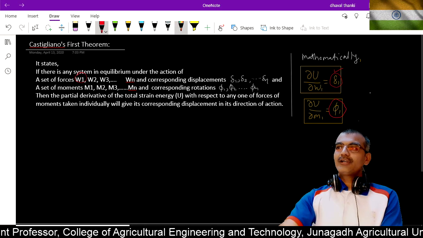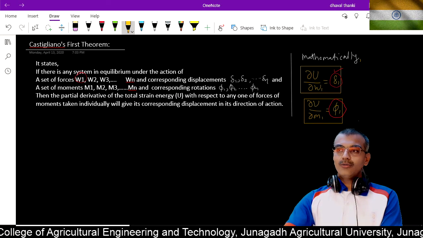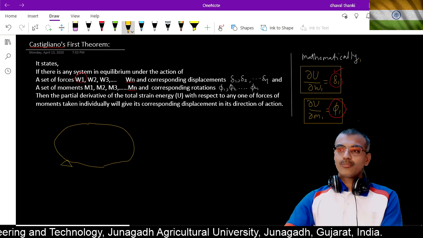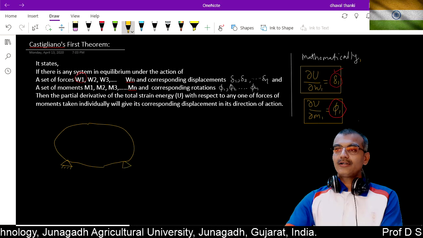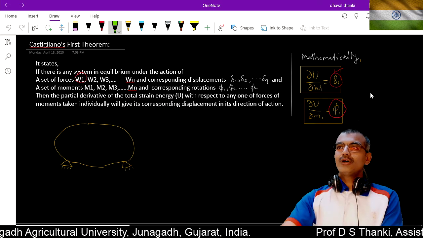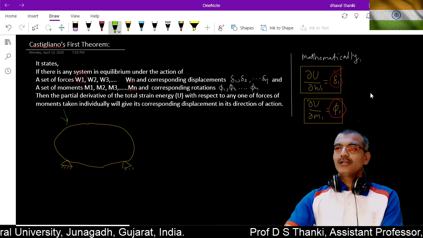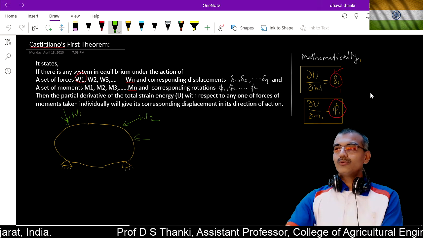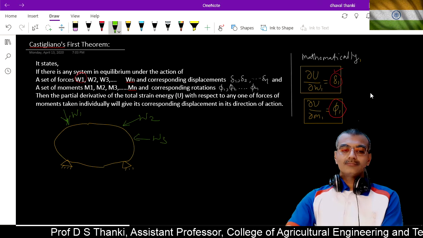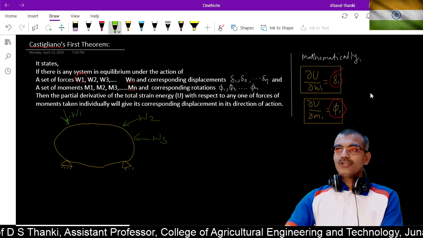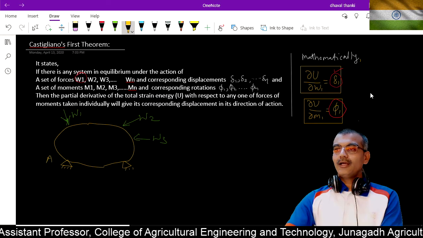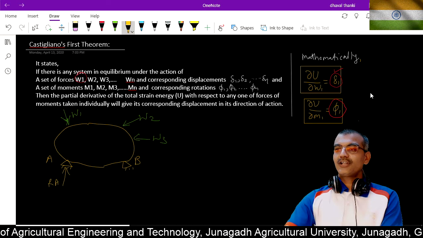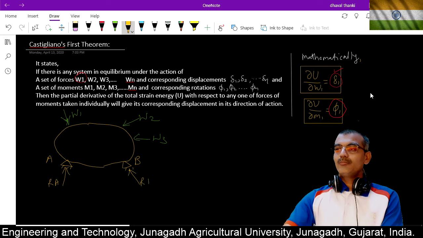So suppose here we consider one body, which is simply supported at two points. We have one body, and that is subjected to different forces, that is W1, W2, W3, W4 and so on. It is supported at A and B, right? So here you will have the reaction forces, that is reaction at A, RA, and reaction at B, RB.